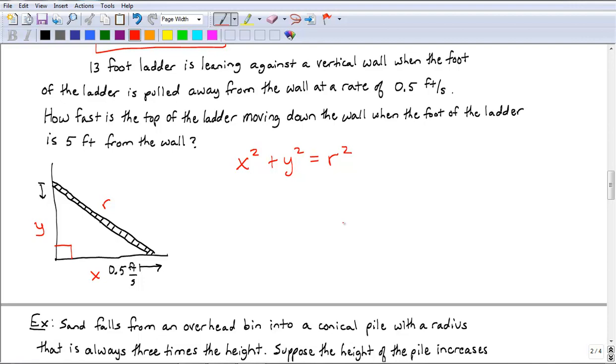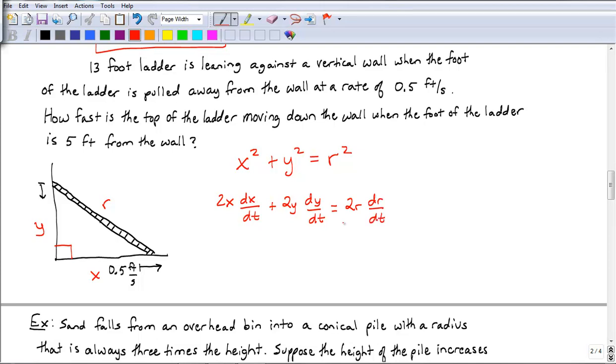So when I take the derivative with respect to time, the derivative of x squared is 2x dx/dt, because that's not the letter t. The derivative of y squared is 2y dy/dt. The derivative of r squared is 2r dr/dt.